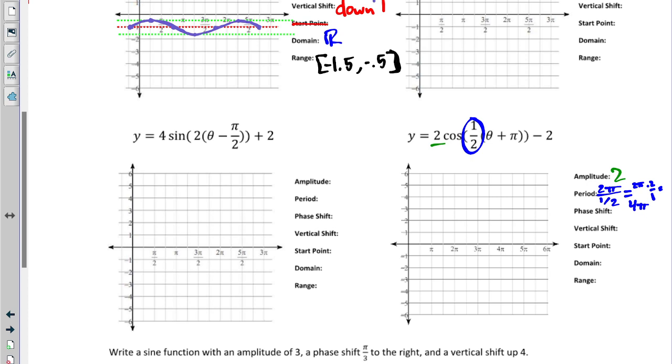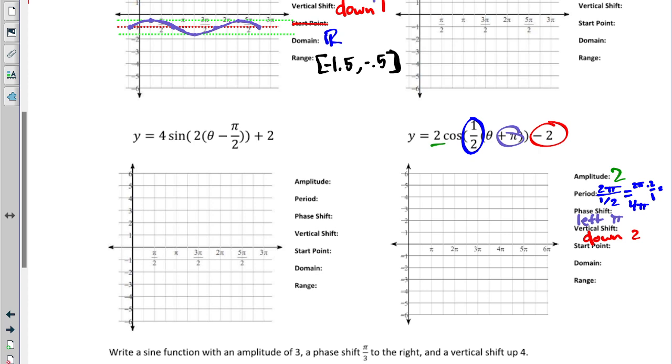My phase shift is going to be left pi, because it says plus pi right here. So left pi. Note that this b value doesn't affect it as long as it's outside the parentheses here. In pre-calc, you're going to do some trickier ones where they won't put the b value outside the parentheses. You have to factor it out. In this class, we're a little bit nicer, okay? And then my vertical shift is down 2, which is also my midline.